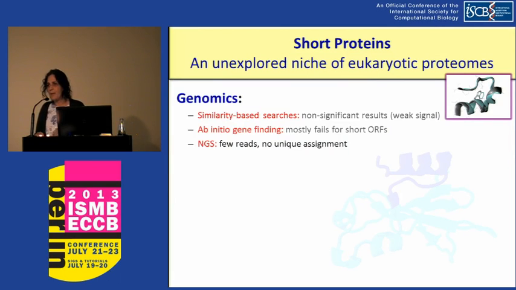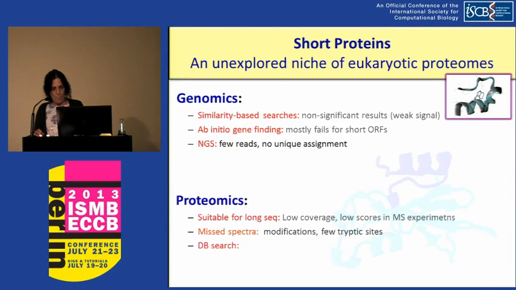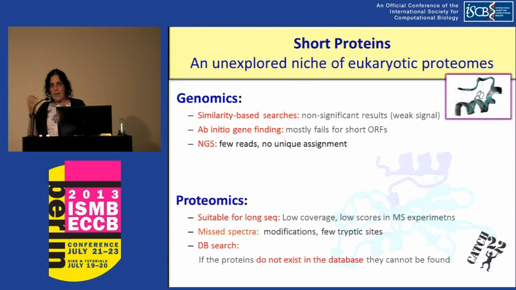And why is that? From the genomic point of view, it's very hard to get them, mostly because the ab initio gene finding methods basically fail in finding them. It's true also for NGS and so on. From the proteomics point of view, it's even worse because there are a lot of modifications that cause missed spectra. But even worse, if they are not in the database, it's of course impossible to find them in the database. So it's a little bit of a circular argument why they are so hard to get.